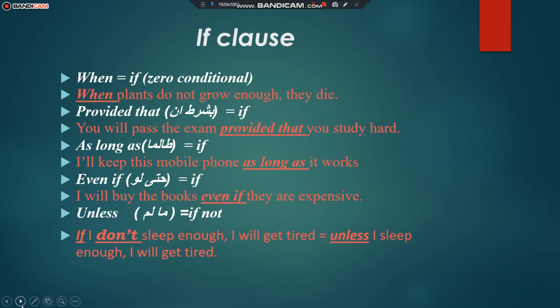Okay? Okay, now يا شباب, there are some points you have to know about if clause. When: we can use when instead of if with clause type 0. Okay? For example, when plants don't grow enough, they die. You can say if plants don't grow enough, they die.